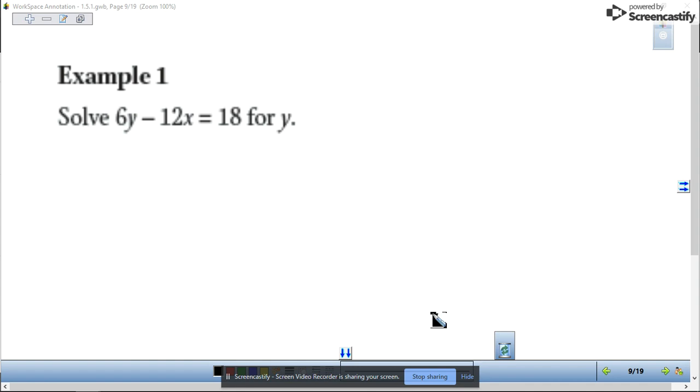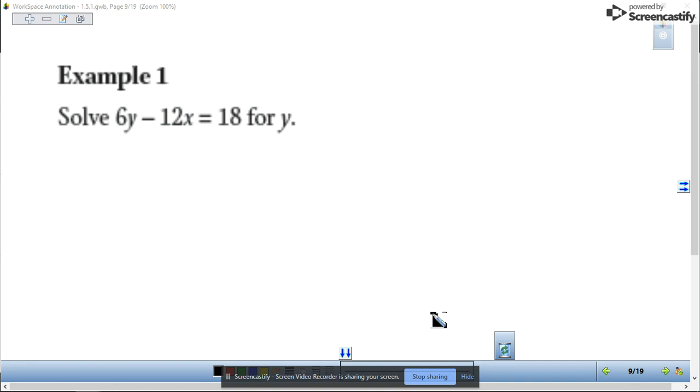All right, guys. For lesson 1.5.1, we're talking about literal equations, which basically just means solving for the indicated variable. You're going to have to really have a good core foundation of order of operations. But if you have that, these are really not that bad, especially the examples I have here. So I'm going to go through these pretty fast.